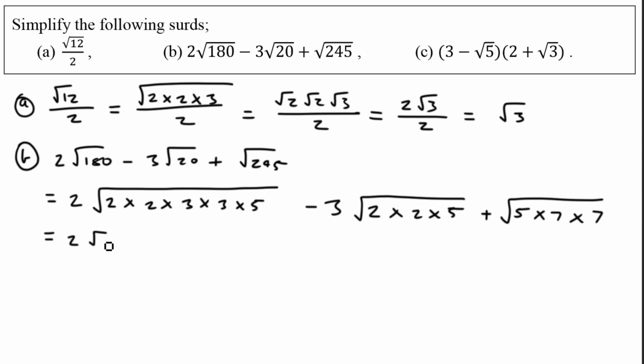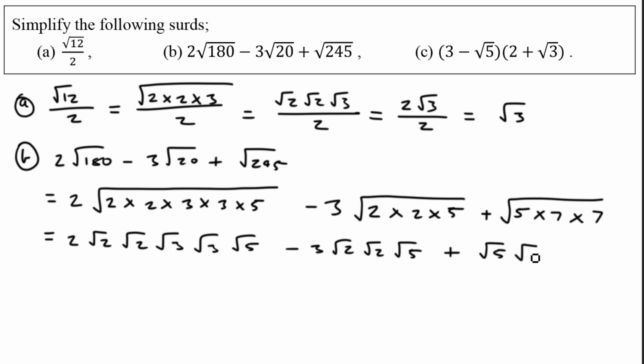The first one is 2 root 2, root 2, root 3, root 3, root 5. The second one is 3 root 2, root 2, root 5. The last one is root 5, root 7, root 7. And by now you should be looking out for pairs of identical surds which can be simplified as integers, such as root 2 root 2 is 2, root 3 root 3 is 3. So we have 2 times 2 times 3, which is 12. That's how many root 5s we have got in the first term.